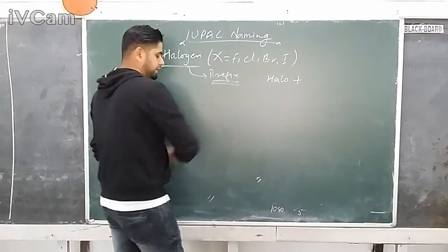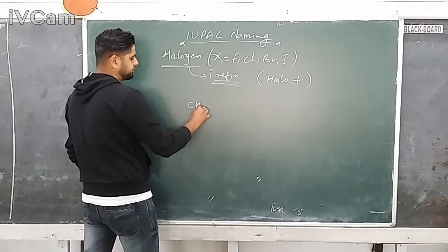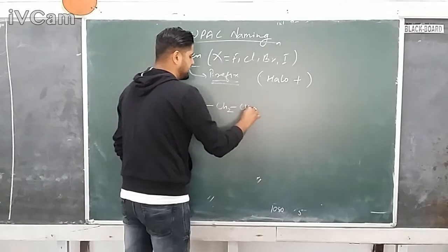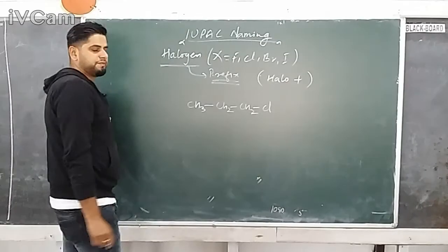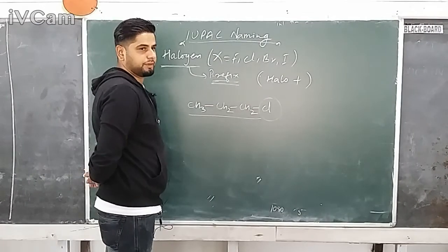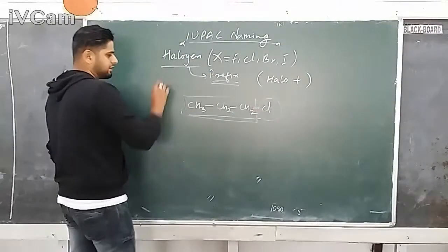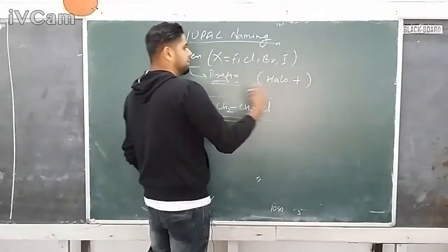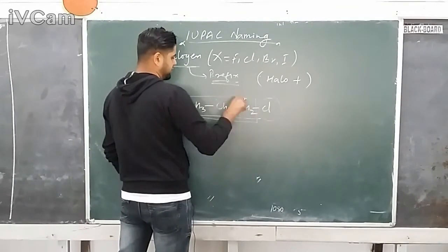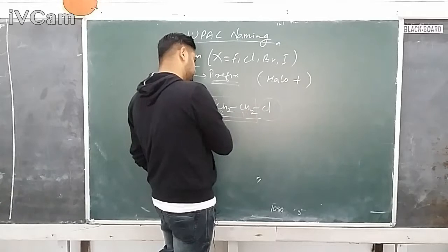Now I'll give you a very simple example, then you can easily understand. CH3, CH2, CH2, Cl. First you need to select the longest carbon chain. This is the carbon chain. You have to follow the same process. Now numbering, which way? 1, 2, 3. So this chlorine group is at the third position. If you number from this end, 1, 2, 3, then it is at which position? Number 1 position. So this is the correct way of numbering.